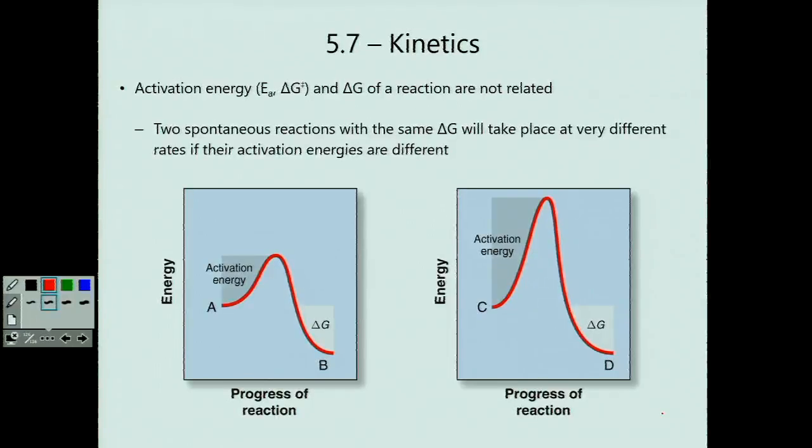So here we have 2 reactions with the same exact delta G, so they're equally spontaneous. Meaning if you start with the exact same concentrations of A and C, at the end, once equilibrium has been reached, you're going to end up with the exact same concentrations of B and D, because they have the same exact delta G. However, which one of these 2 is the slower reaction? C to D, because the activation energy is higher.